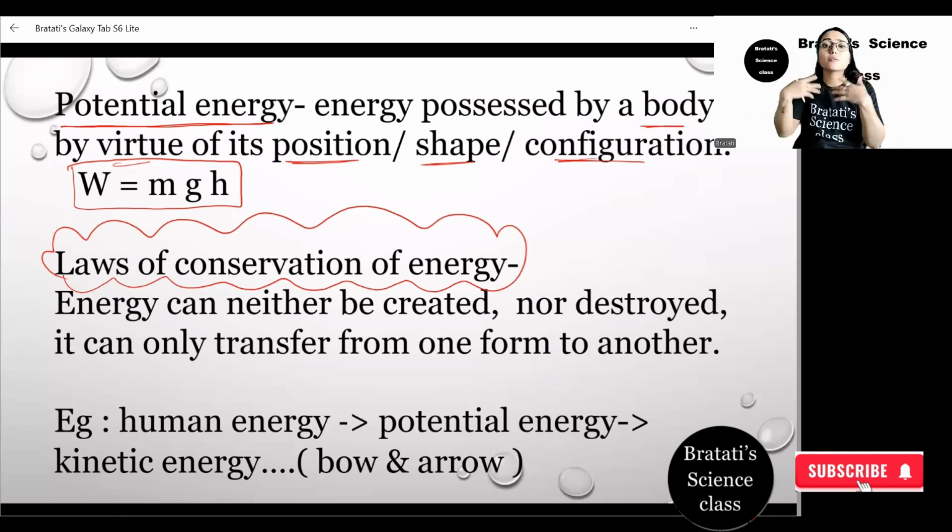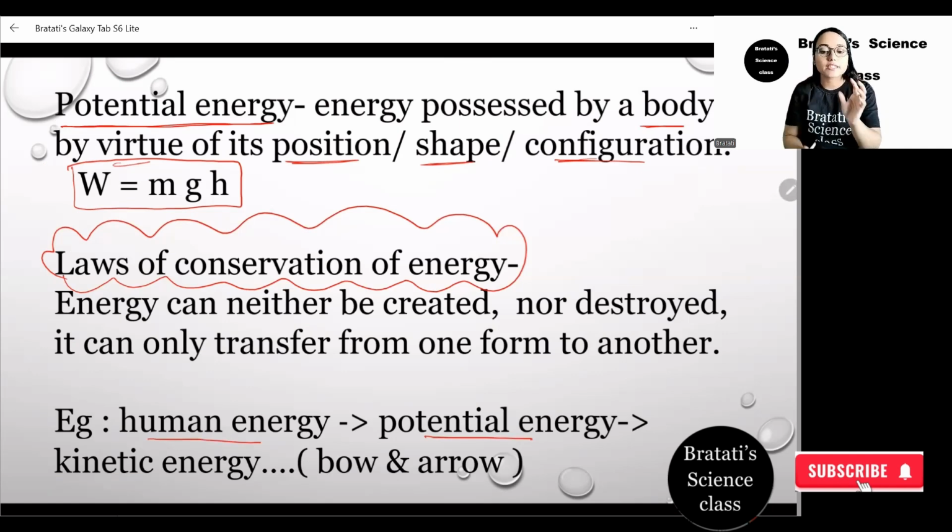The water from the dams that is collected to generate electricity, so the water energy is being transferred to electric energy. Sunlight, the solar light, can be used in a solar cooker to cook food, so the solar energy can be converted to chemical energy. Like this, human energy can be converted to potential energy.